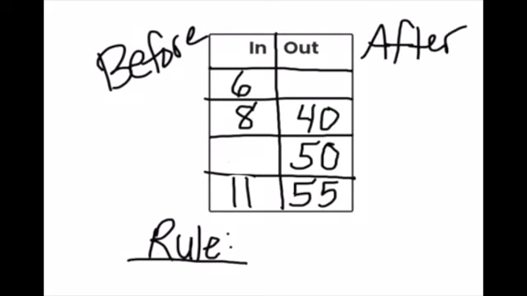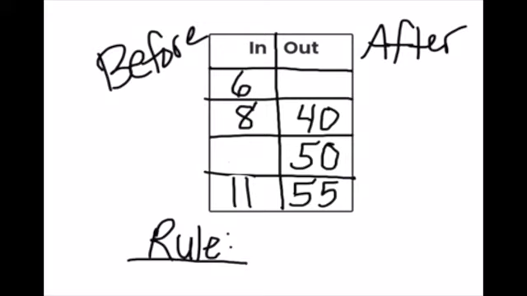So before the rule, we have 6, 8, a number that we don't know yet, and then 11. For the output, we have 8 turns to 40. Okay, and then we know that 11 turns to 55. So what would be the rule? I want you to pause the video and figure out the rule based on that pattern.